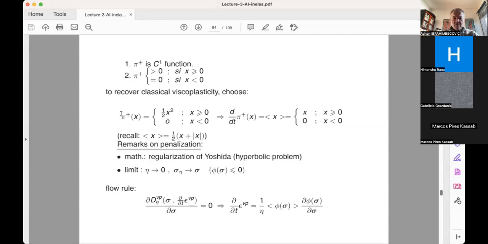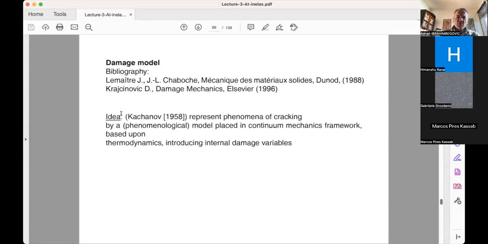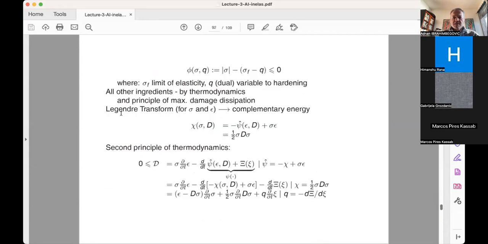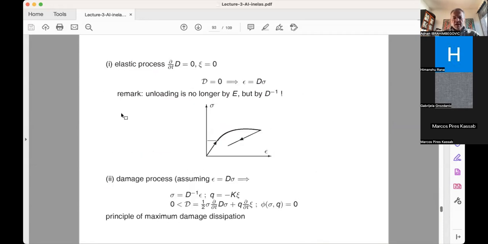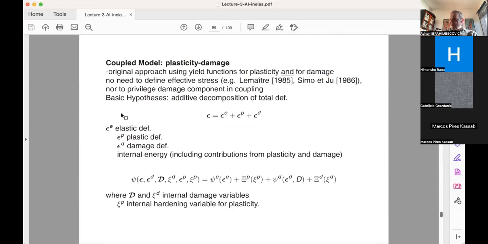So let's go further. We have cleared the damage model, how it works, in the way that you can recover more or less all the steps in the plasticity model, with the major difference being that the internal variable now is damage compliance, and all the other things just follow. The big advantage of recasting the damage model in this way is that we can now couple damage and plasticity. Why do we have to couple damage and plasticity?